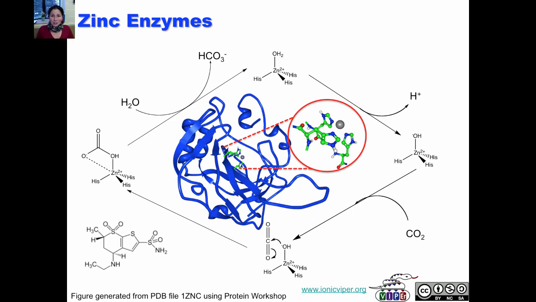This protein is really important for converting carbon dioxide, a waste product of your cells, into bicarbonate, so that the bicarbonate can be transported in your blood, and then eventually it will be converted back into carbon dioxide when it reaches your lungs and it will be exhaled.